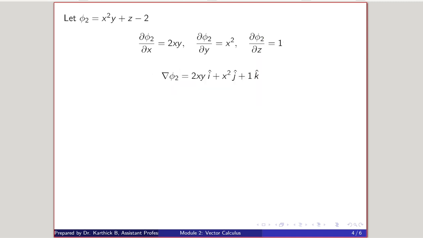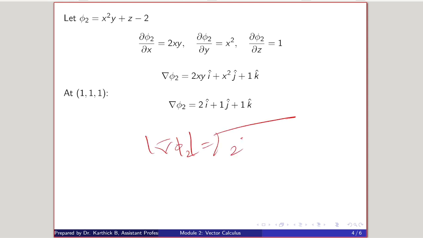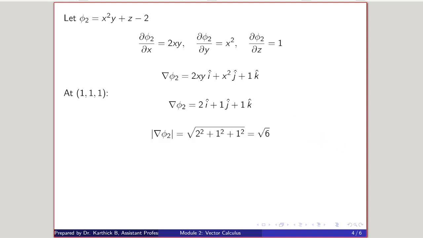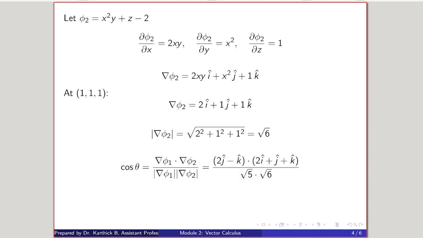Then we will put these in the formula and substitute x, y, z as 1, 1, 1. Next we will find the modulus of this function. It will be 2 squared plus 1 squared plus 1 squared, which is 4 plus 1 plus 1, so square root of 6. Now we will substitute in the formula to find the angle. We substitute gradient pi 1 and gradient pi 2, with the modulus values square root of 5 and square root of 6.